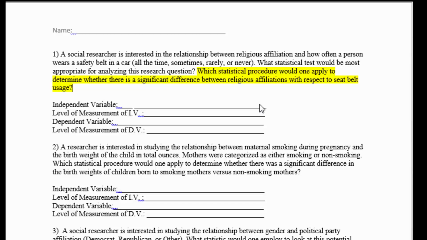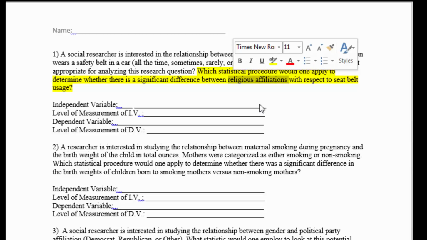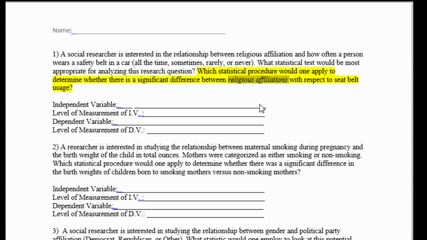Using that last sentence, determine the two things that we're measuring, the two things that we're comparing. So we know we're determining a significant difference, but a difference between what? So reviewing the sentence, our two variables, we have between religious affiliation, and we have with respect to seatbelt usage. So our variables are religious affiliations and seatbelt usage.